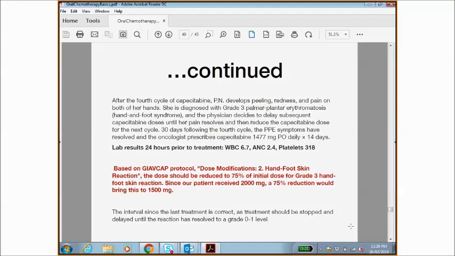So after the fourth cycle of her capecitabine, she gets some swelling, redness, and pain on both of her hands. And she has grade 3 hand-foot syndrome. So her subsequent doses are delayed, and then they are going to reduce the dosage. So symptoms resolved, it's time for her to start again. There are her labs. So you look at the dose modifications listed on BCCA, and you see that it should be reduced to 75%. And so she had 2,000 milligrams initially, so we're going to take her down to 1,500 milligrams.